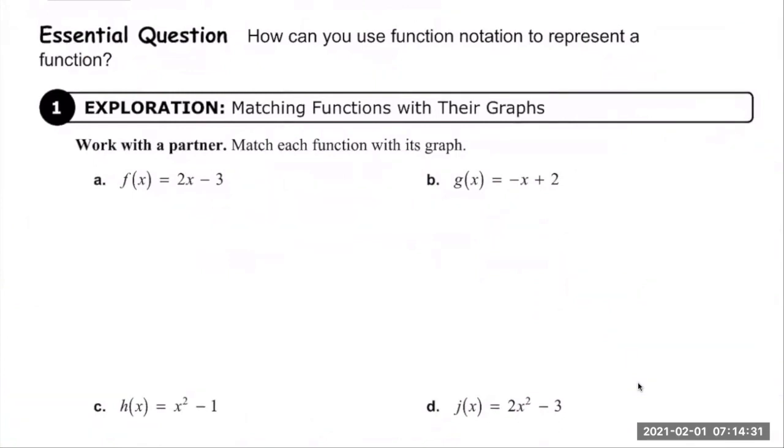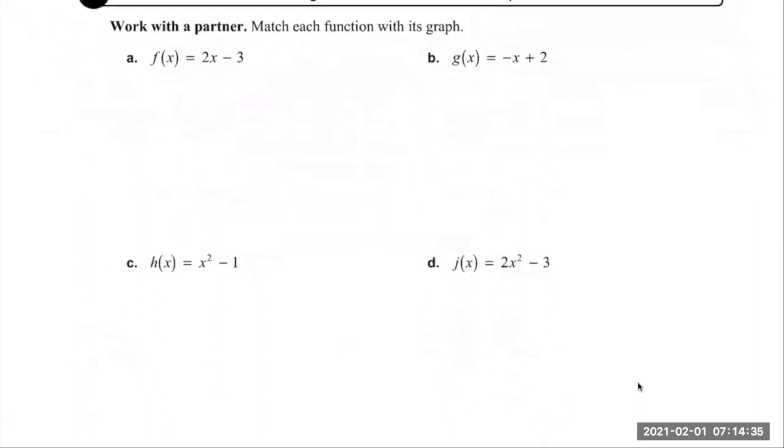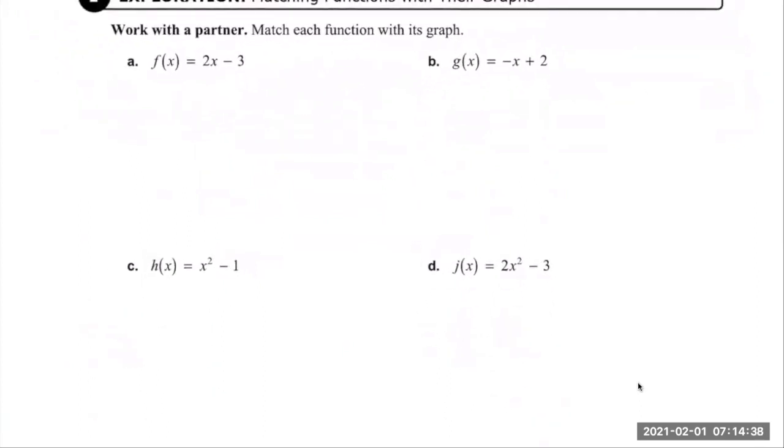It says match each function with its graph. So right away, you can see that all four of these equations are written in that function notation, except now they just use different letters in front instead of the F. That's totally okay. That's just to help distinguish an equation from a different one. So right away, when looking at these equations, I see that two of them have exponents and two of them don't. So C and D have exponents and A and B do not.